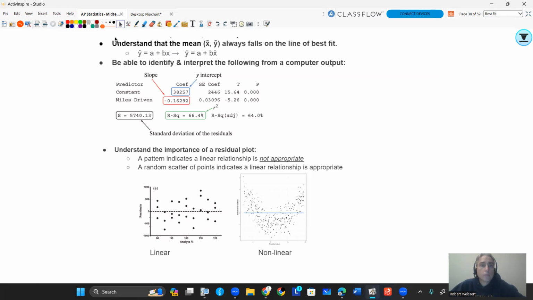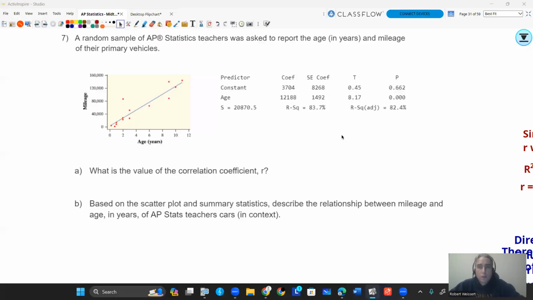All right, let's begin. This is a long question, so it's going to be multiple pages. The first part of it is talking about R and talking about the relationship you see. So let's look at the question. A random sample of AP statistics teachers was asked to report the age in years and mileage of their primary vehicles. Well, let's see. My vehicle is 4 years old and has about 70,000 miles. That looks like it falls within the range of acceptable values.